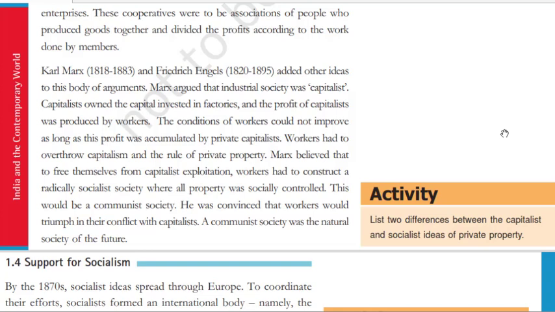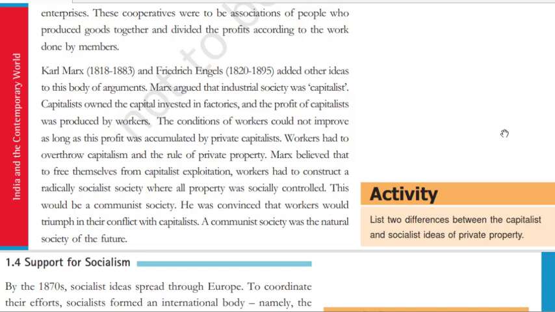Karl Marx, 1818-1883, and Friedrich Engels, 1820-1895, added other ideas to this body of arguments. Marx argued that industrial society was capitalist. Capitalists owned the capital invested in factories, and the profit of capitalists was produced by workers. The conditions of workers could not improve as long as this profit was accumulated by private capitalists. Workers had to overthrow capitalism and the rule of private property. Marx believed that to free themselves from capitalist exploitation, workers had to construct a radically socialist society where all property was socially controlled. This would be a communist society. He was convinced that workers would triumph in their conflict with capitalists. A communist society was the natural society of the future.